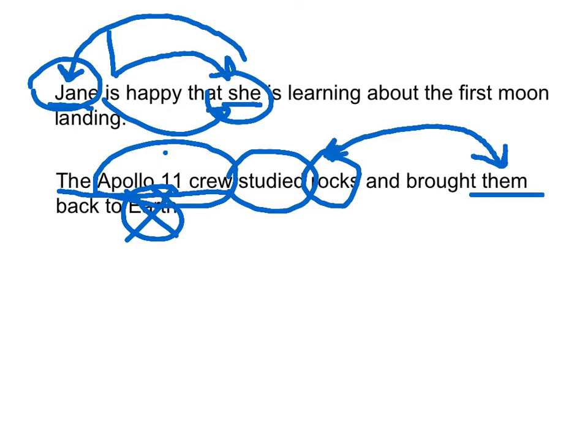Also note that rocks is plural. There's an S on it. So the pronoun that's used also has to be a plural pronoun. It wouldn't be "and brought it back to Earth." It's "brought them back to Earth" because there's more than one rock.